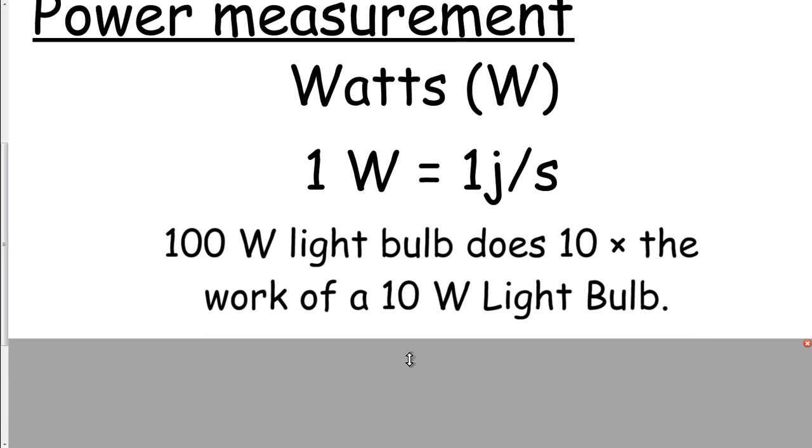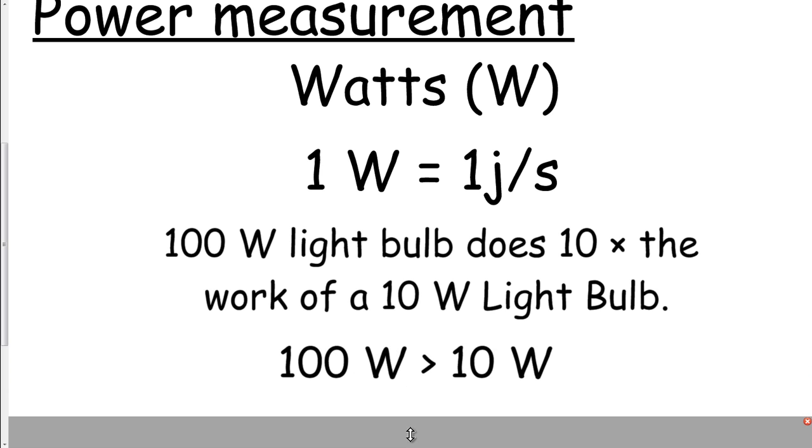Now we measure electrical power just like we do dynamic or mechanical power, which is in watts, and 1 watt is 1 joule per second. If we think about this in terms of light bulbs, a 100-watt light bulb does 10 times the work of a 10-watt light bulb because its power rating is 10 times as much. So, in the same amount of time, a 100-watt light bulb will convert 10 times the amount of electricity into light.